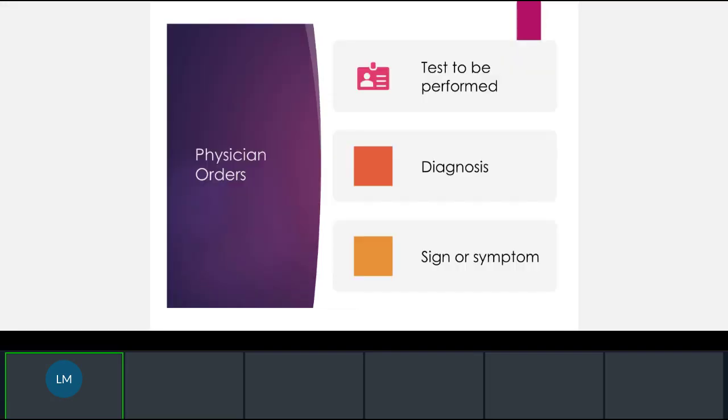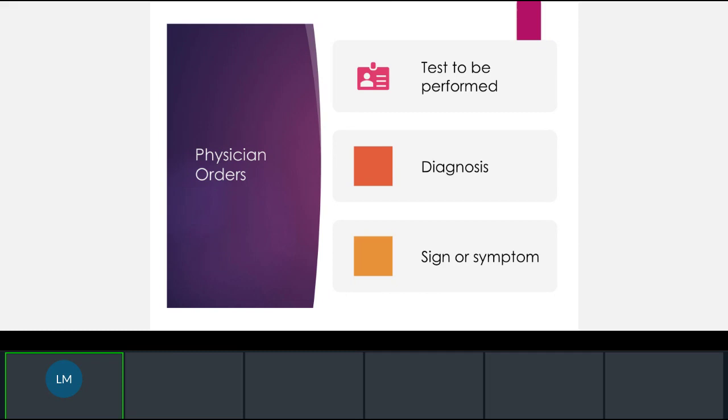All right, now back to the book. This is on page 351, where they talk about physician's orders. So any treatment, any procedure, any medication that a physician wants a patient to have, there has to be a physician's order in that medical record. Okay, so it has to list the test to be performed, or the procedure to be performed, or the medication that they want administered. Along with that, there has to be a diagnosis or a sign or a symptom.